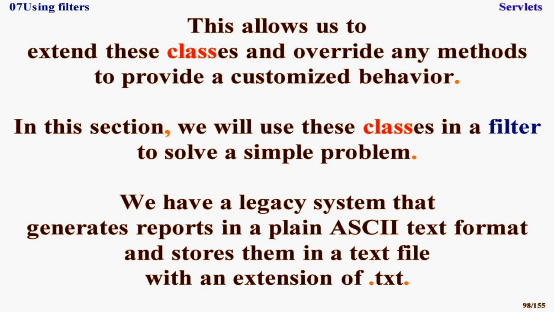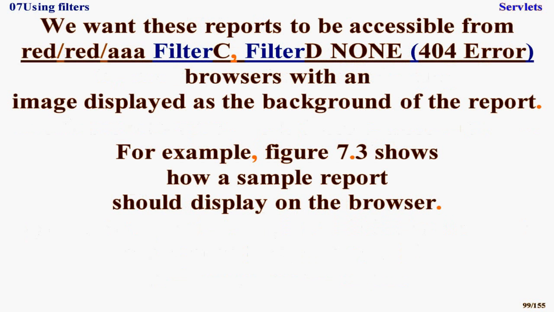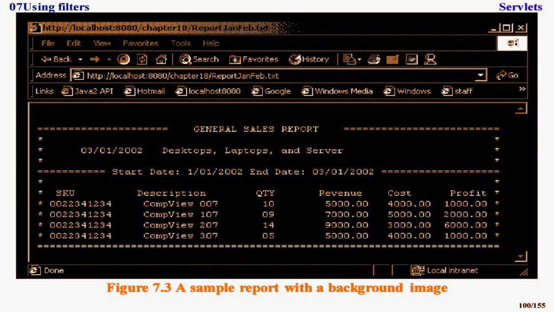We have a legacy system that generates reports in a plain ASCII text format and stores them in a text file with an extension of .txt. We want these reports to be accessible from browsers with an image displayed as the background of the report. For example, Figure 7.3 shows how a sample report should display on the browser.